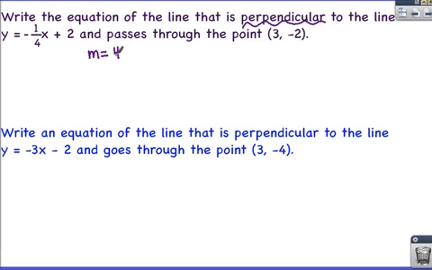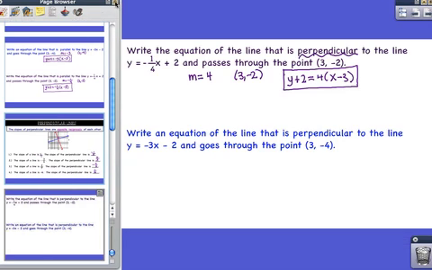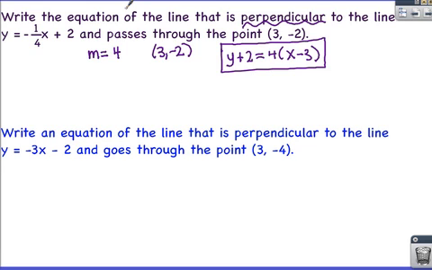What we need to do is take our slope that we now know and use the point that we know that our line goes through, (3, -2), and use point slope form. y plus 2 equals 4 times (x minus 3). So this is the equation of the line that is perpendicular to the line y equals negative 1/4 x plus 2. Those two lines will cross each other and form 90-degree angles.